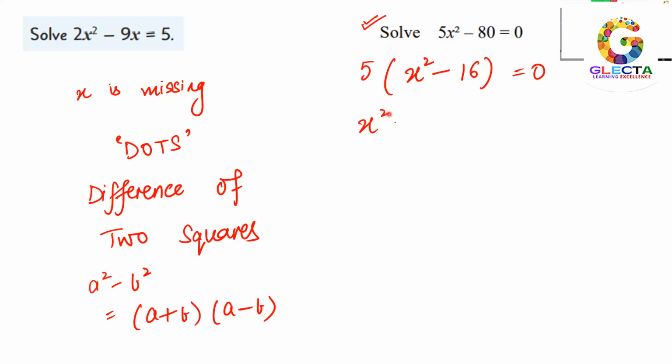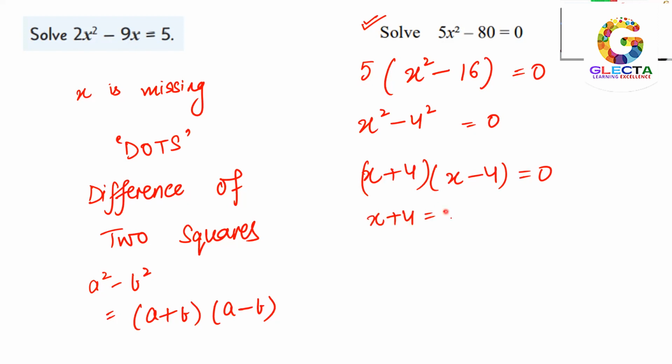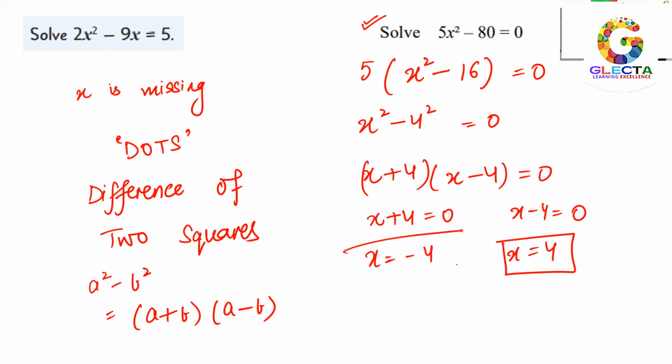This is what you're always going to do, right? So this is basically x squared take away 4 squared, right? So x plus 4 times x take away 4. I have divided by 5 on both sides, so on the right side, it's just 0 divided by 5. So that means x plus 4 equals 0 and x take away 4 equals 0. X is equal to negative 4 and x is equal to positive 4. These are the two answers that we're going to get. All right. Again, this one is a 2 marks question.